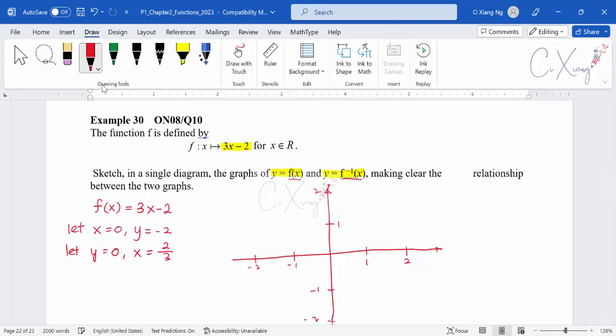So if I want to sketch the original function, which is 3x minus 2, at x equals 0, y equals negative 2. That means this is what I have here: x equals 0 and y equals negative 2. And the next point is at x equals 2 over 3, where y equals 0. So 2 over 3 might be here, so y equals 0 is this point. So I want to connect these 2 points together to obtain the linear function.